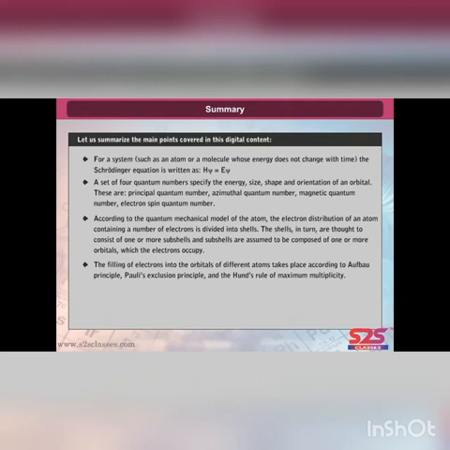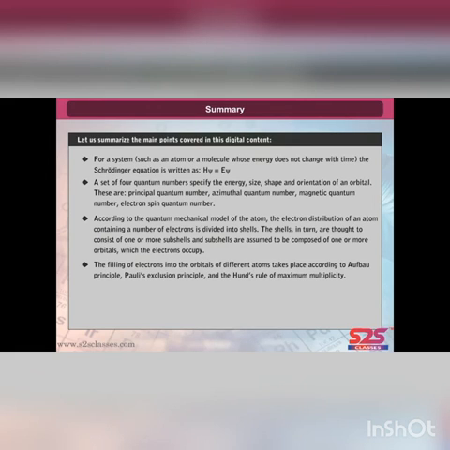A set of 4 quantum numbers specify the energy, size, shape and orientation of an orbital. These are principal quantum number, azimuthal quantum number, magnetic quantum number, electron spin quantum number. According to the quantum mechanical model of the atom, the electron distribution of an atom containing a number of electrons is divided into shells. The shells, in turn, are thought to consist of one or more subshells, and subshells are assumed to be composed of one or more orbitals which the electrons occupy.